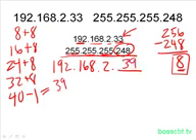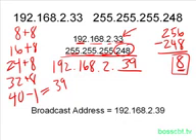So our broadcast address is 192.168.2.39. Let's take a look at another example to reinforce the formulas here.